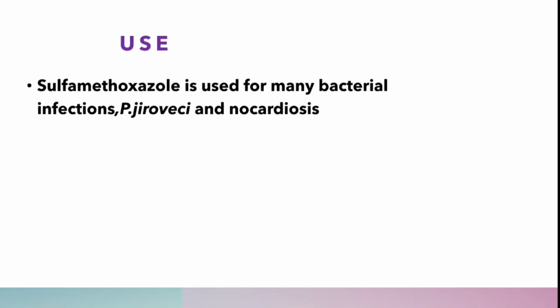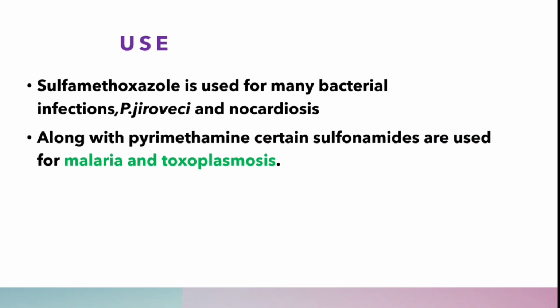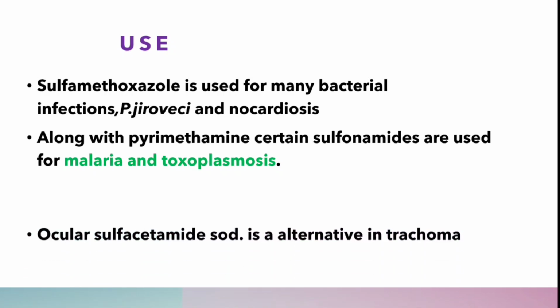And the last portion is the uses. Sulfamethoxazole, which is one example, is used for many bacterial infections like nocardiosis. Also, pyrimethamine, as we have already discussed, is combined with another sulfonamide and used in the treatment of malaria. It is also used in the treatment of toxoplasmosis.